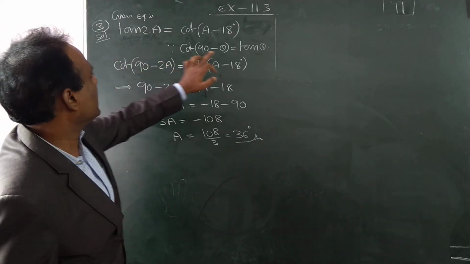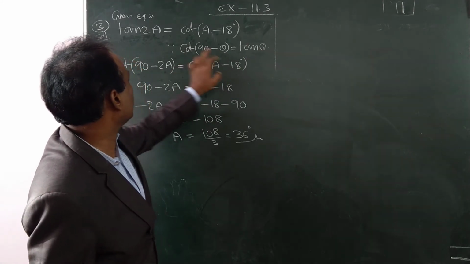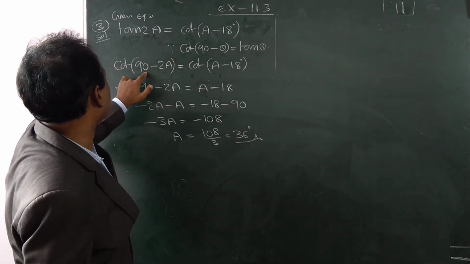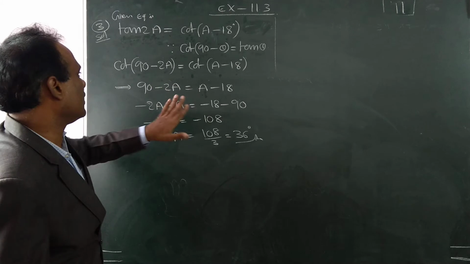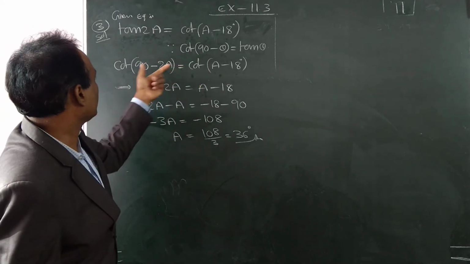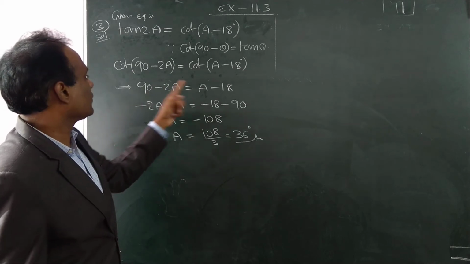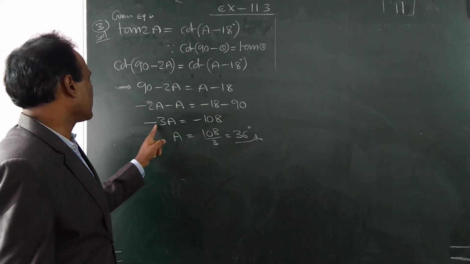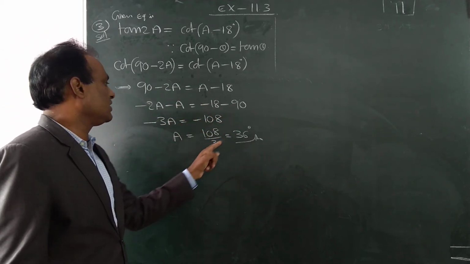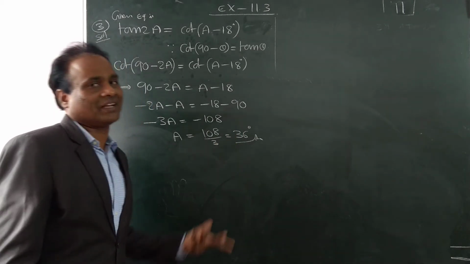Only one change I made. Tan theta is equal to cot 90 minus theta. That's all. Only one change. Cot same. So then these two should be equal. Angles on the left side, constants on the right side. So minus cancel. A is equal to 108 by 3, 36 degrees also. Right.